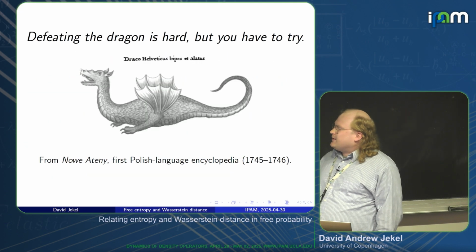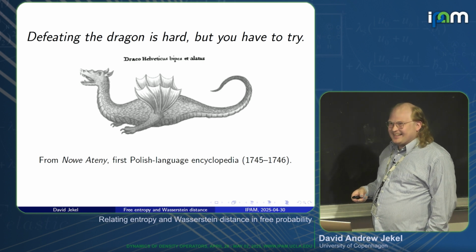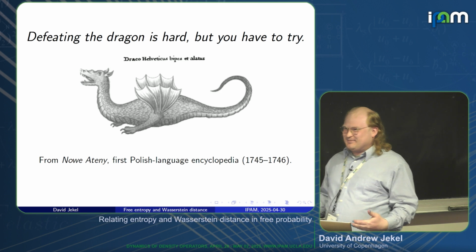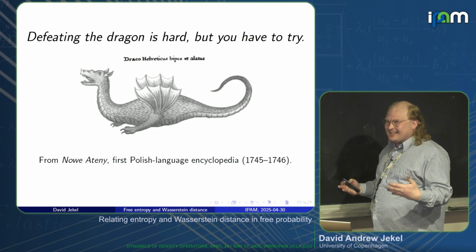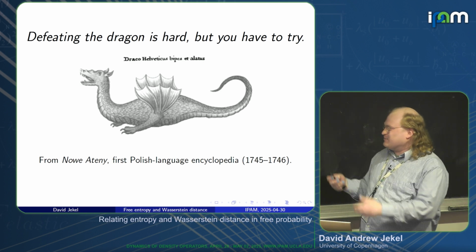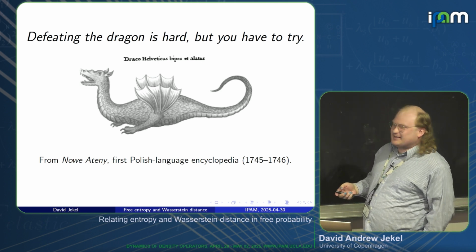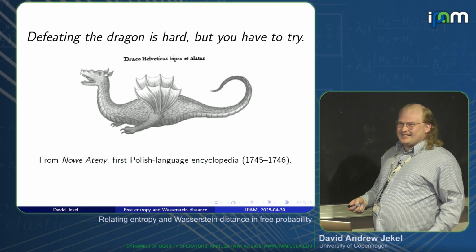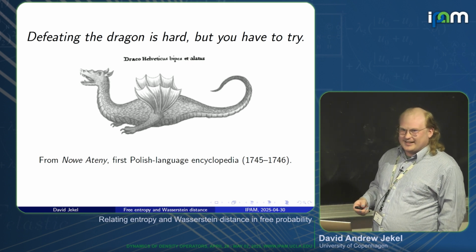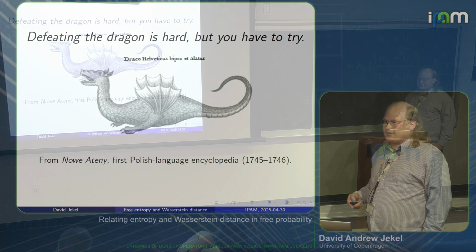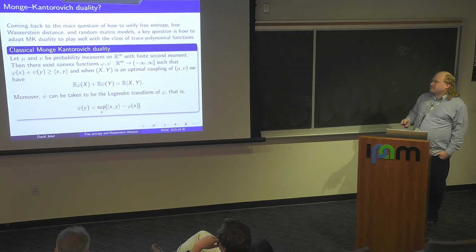All right. So as we see from this, defeating the dragon is difficult, but you have to try. This was something that was written in the first Polish language encyclopedia, of course written in Polish, even though the captions were in Latin. But we're going to try to figure out what goes wrong here, and is there any way to fix this, and can we actually understand what makes it difficult?